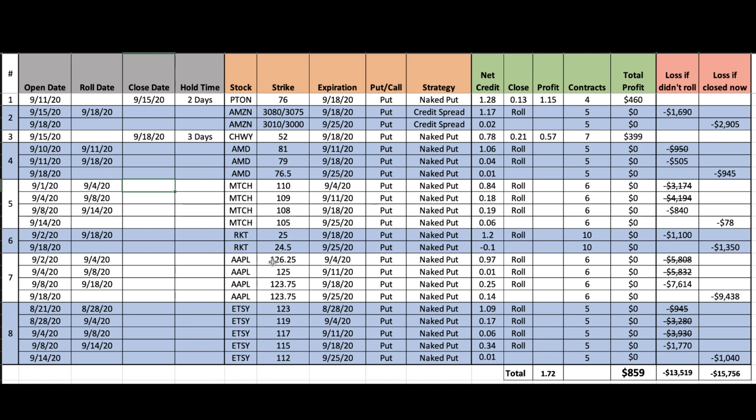Apple, I started at the 126.25 and I've got it down to the 123.75. When I rolled it this week, I couldn't lower the strike price because Apple's dropped so much below my strike that it's hard to lower the strike price and still get a credit. So I kept it at the same strike and got a credit of 14 cents. Right now, I would lose about $9,400 if I were to close Apple out.